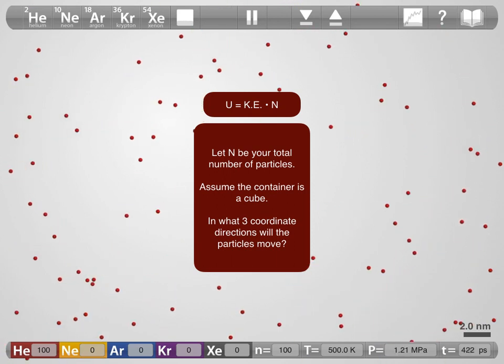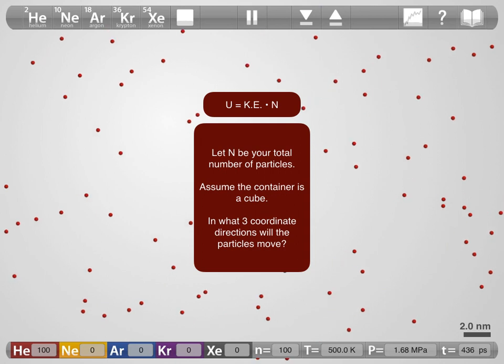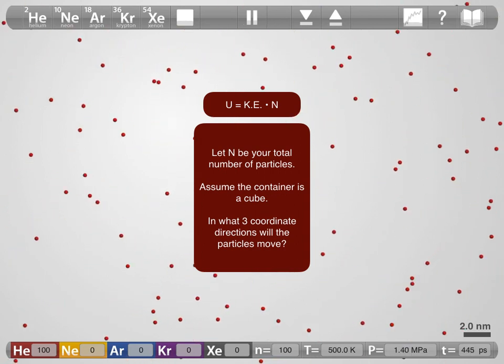If we take a given container, approximately 1/3 of the gaseous particles that make up the system will move in a certain axis.